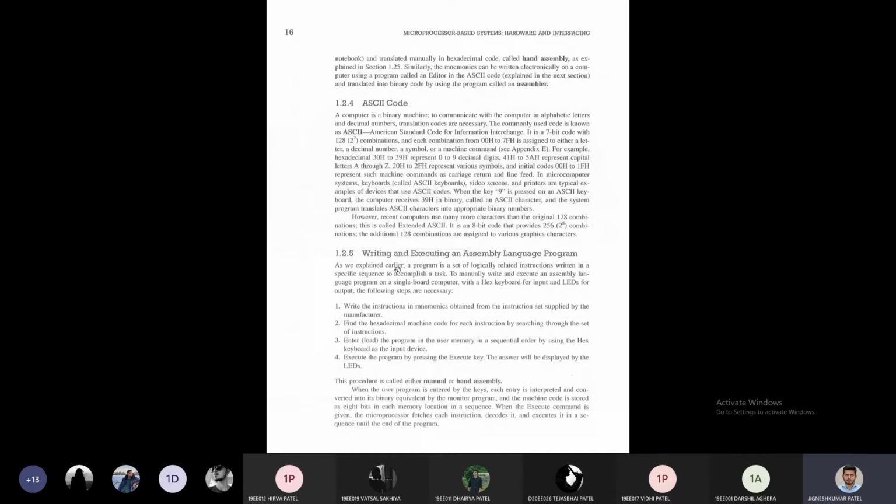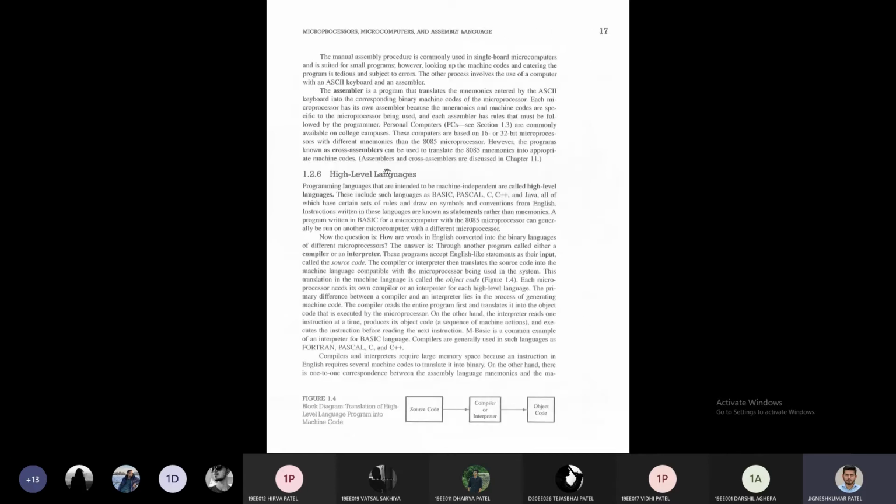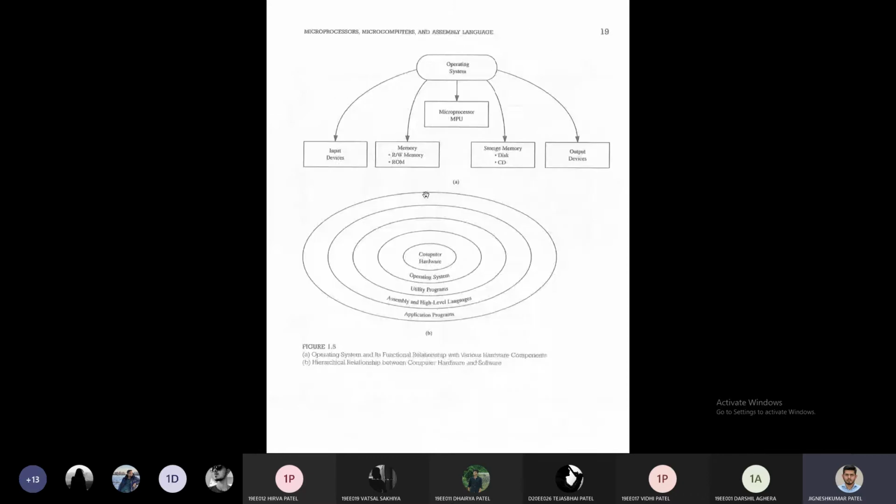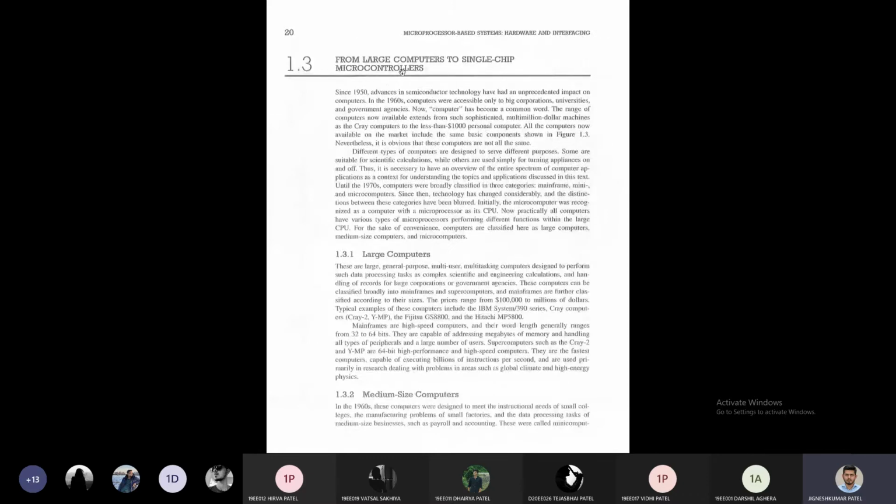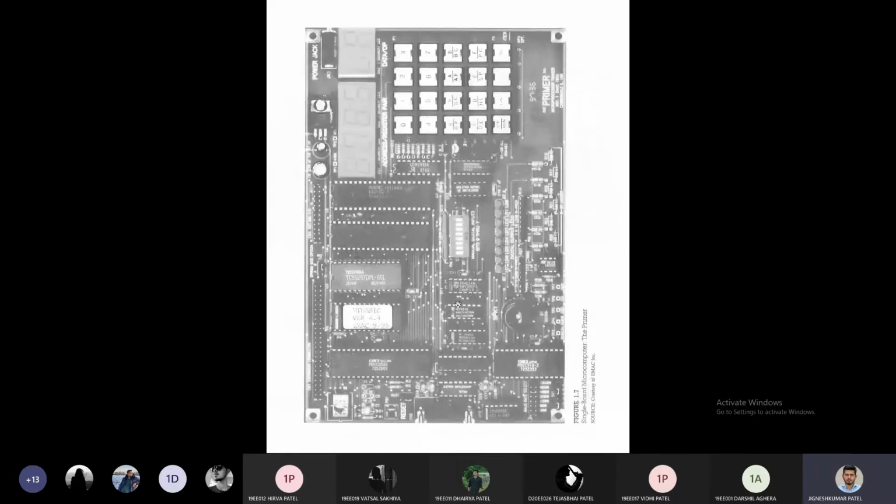ASCII, we are not interested. Writing and executing assembly, not interested. High level language, not interested. Operating system, not interested. From large computer to single chip microcontrollers, not interested. This is not important.